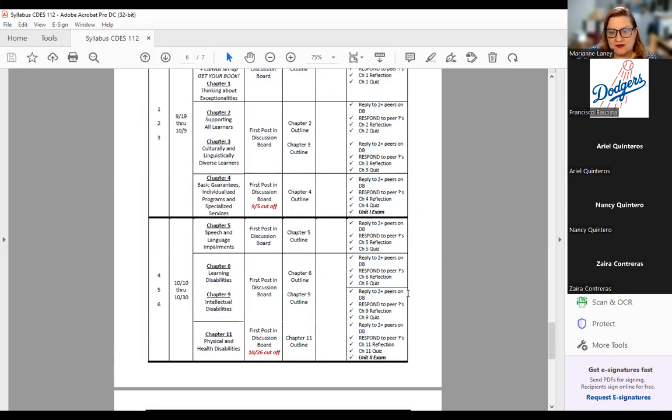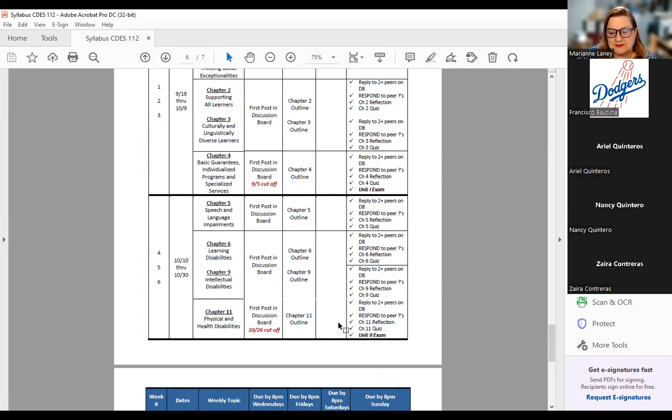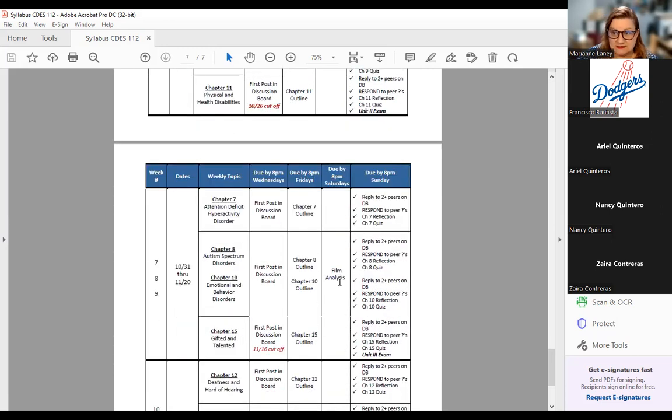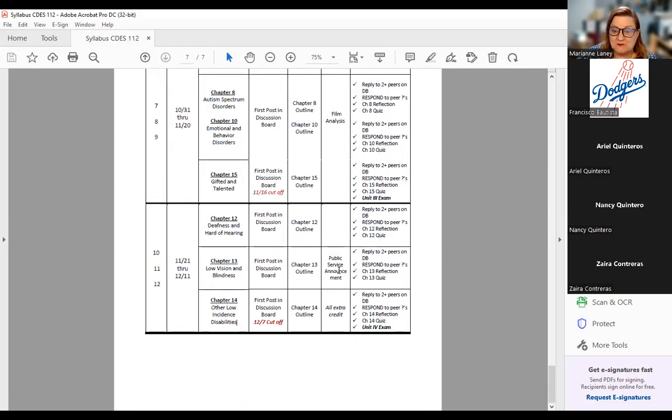And then again, look at our assignments. I only put assignments due on Saturdays, film analysis. I'll walk you guys through it. PSA is due towards the end, and then any extra credit. Notice I do the week before the semester ends. Well, I didn't put any cutoffs here. I'll remind you guys. Right here, 12/11. I cannot extend this date.